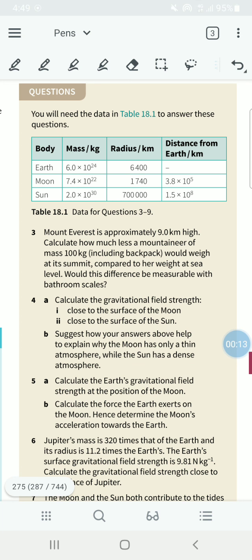Mount Everest is approximately 9 kilometers high. Calculate how much less a mountaineer of mass 100 kilograms, including backpack, would weigh at its summit compared to her weight at sea level. Would this difference be measurable with bathroom scales?